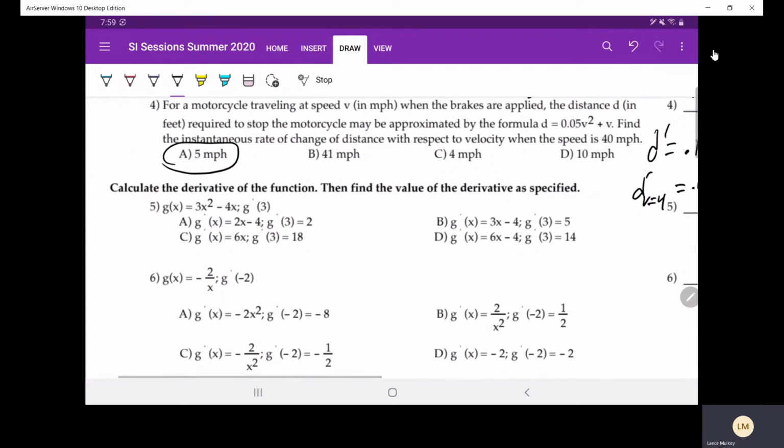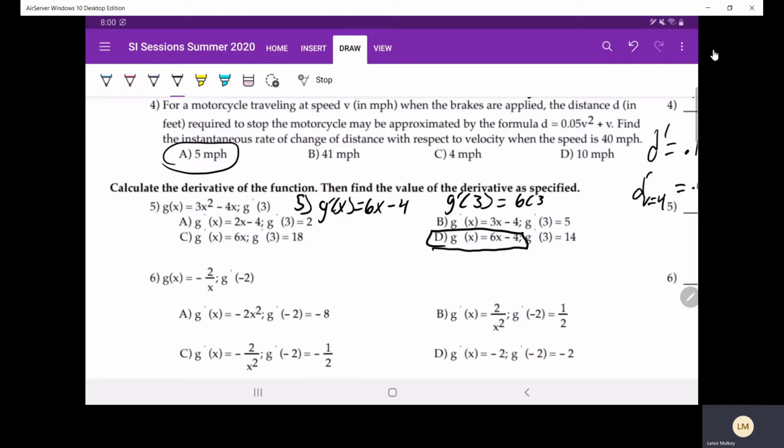Okay, so now he just wants you to calculate the derivative and plug in the single point. Using the power rule, we have g prime of x equals 6x minus 4. There's only one answer with that. But he wants to know the point at 3. So g prime of 3 equals 6 times 3 minus 4, which equals 18 minus 4, which equals 14.